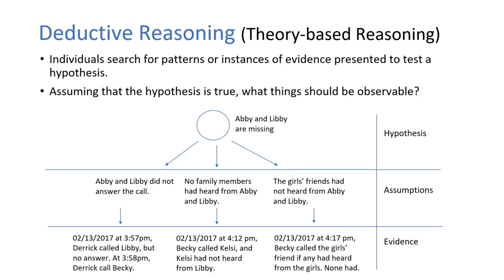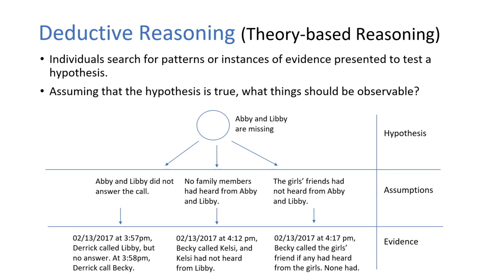Let's use the Delphi case from Module 1 to give you examples. On February 13, 2017, what made police believe that Abby and Libby were missing and start searching for them? If we assume Abby and Libby are missing, what evidence might we find to support that hypothesis?